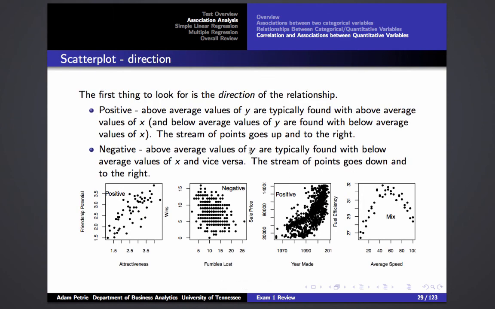So, just some slides as a review. The direction of the relationship talks about the trajectory of the stream of points. If it's going up and to the right, we say the direction is positive. If it's going down and to the right, we say it's negative. It doesn't matter if it's curved or linear, as long as it's going up and to the right it's positive, and down and to the right, negative. So that's why this one's positive. Some are a mix of directions. This one's positive for the first half and negative for the second half, so it's not consistent there.